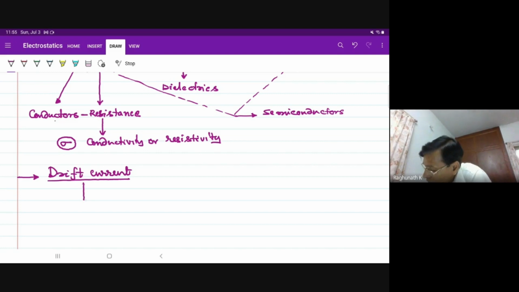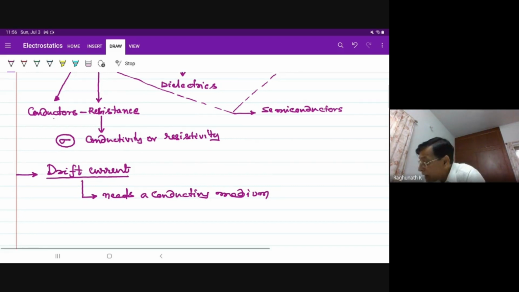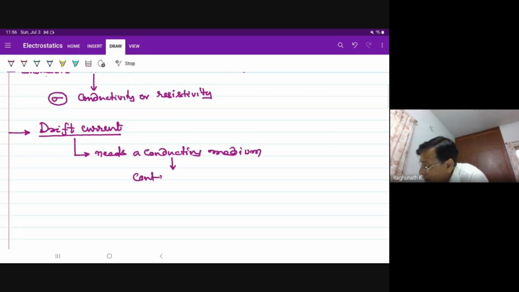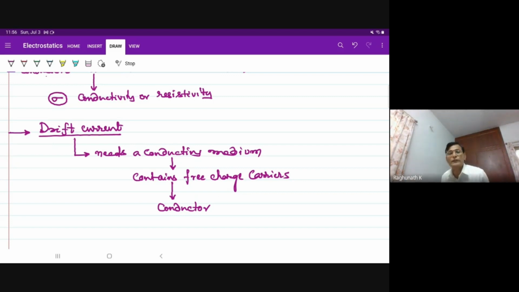Drift current always needs a conducting medium. The medium is conducting because it contains free charge carriers, which are not bound to a particular atom. Any conducting medium containing free charge carriers is taken as a conductor of some shape, some area of cross section, some length. So drift current is always, whether it is conductor or semiconductor, drift current.